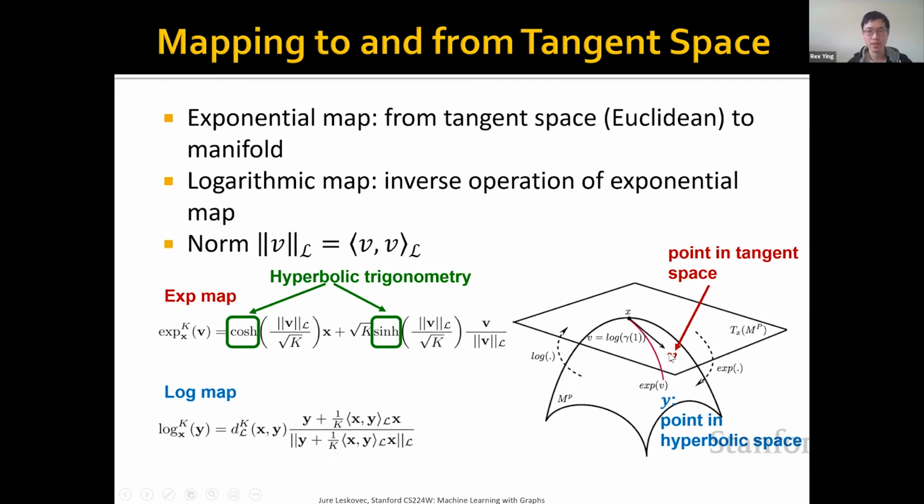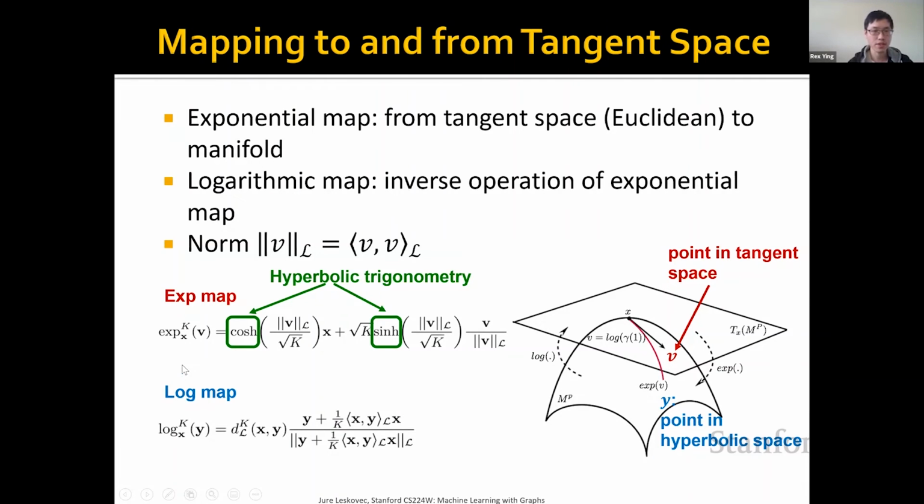Conceptually, we have a vector v in the tangent space of x, and if we map it back to the hyperbolic space, it becomes the point y, which is on the hyperbolic space. Inversely, we can use the logarithmic map to map from this y, the blue point, back to the red point v, which is a Euclidean coordinate in the tangent space of x.